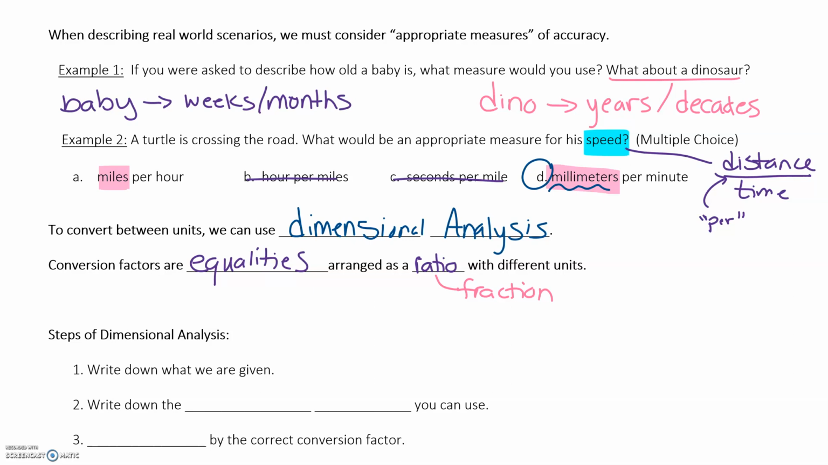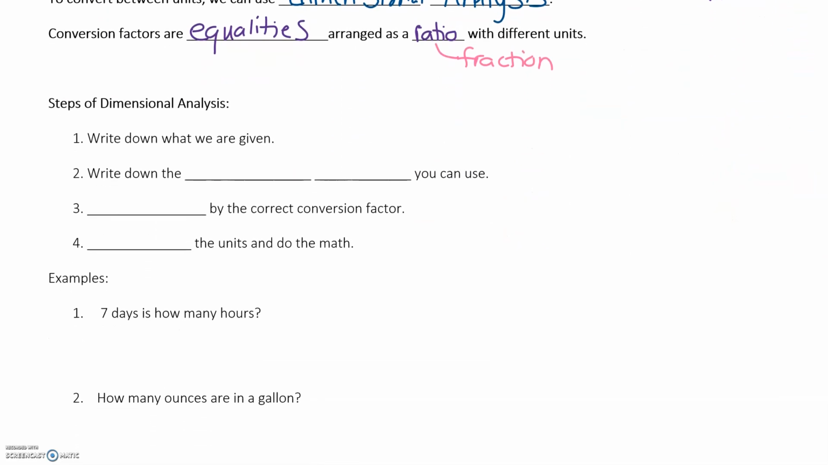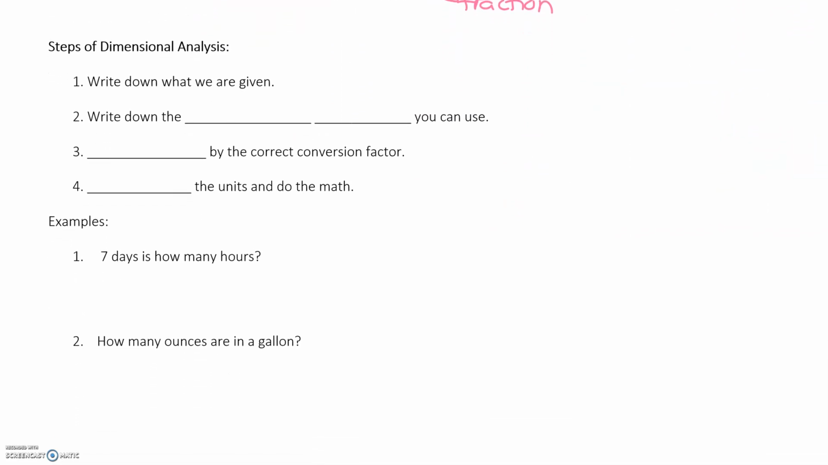All right, so let's talk now about the actual steps that we're going to use in order to do our dimensional analysis. The first thing that we're going to do is we're going to write down what we're given. Okay? Then the next thing that we're going to do is we are going to write down the conversion factors.